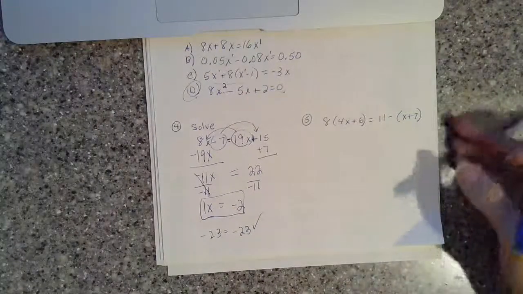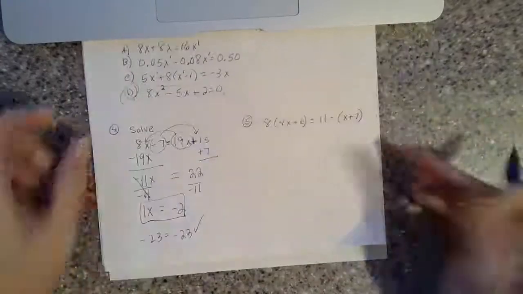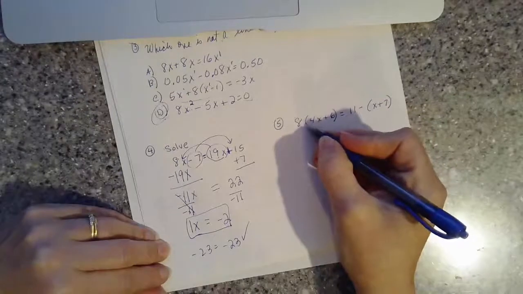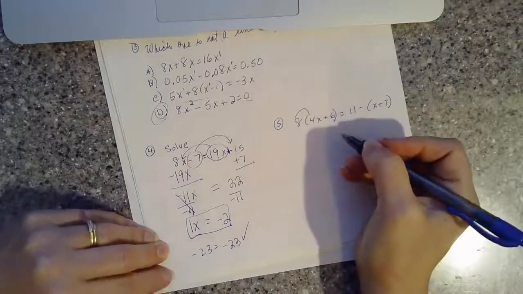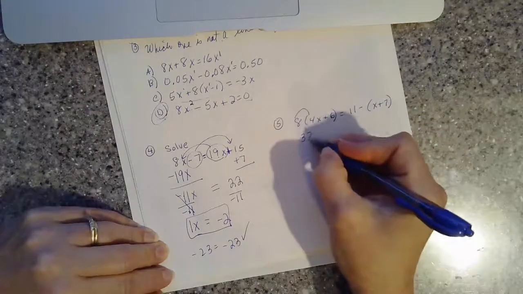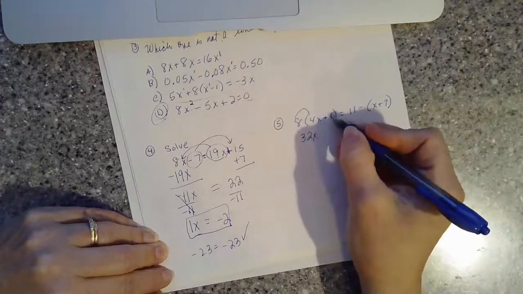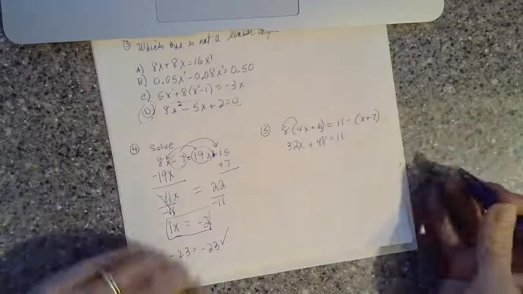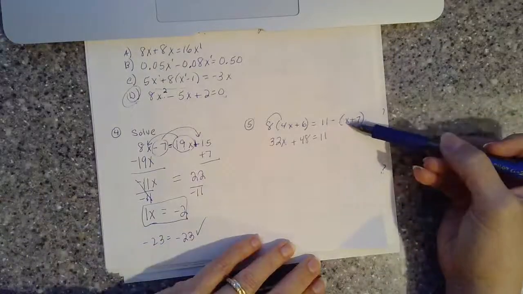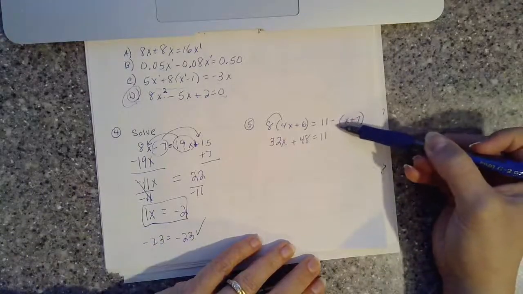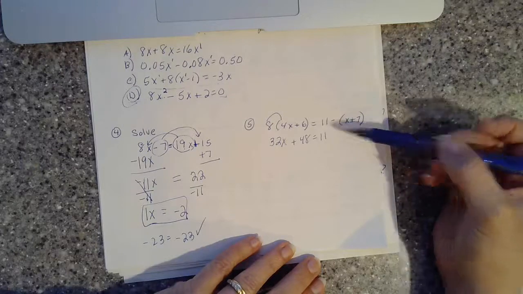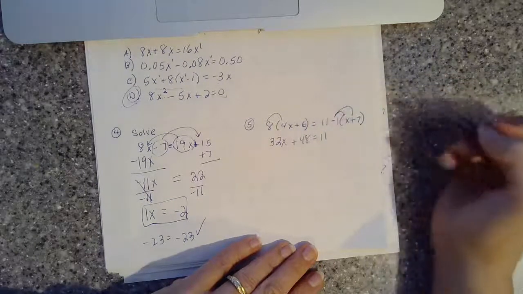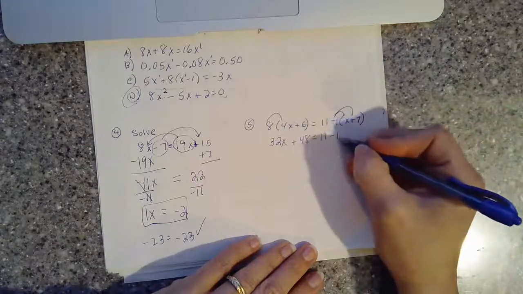All right, next up. On this one, we're going to distribute the 8. 8 distributed makes that 32x. 8 times positive 6 is 48. Now on this side, don't make the mistake of thinking that 11 is to be distributed. It's what's directly multiplied in front of the parenthesis, which would be a negative 1 there. So you do need to distribute the negative 1, making negative 1x. Negative 1 times 7 is negative 7.